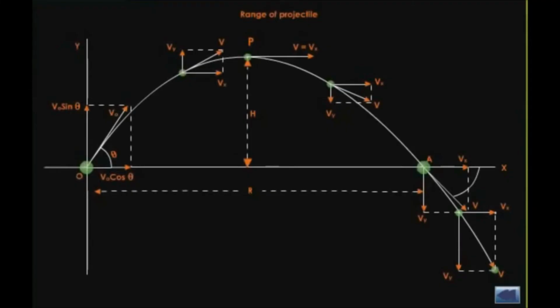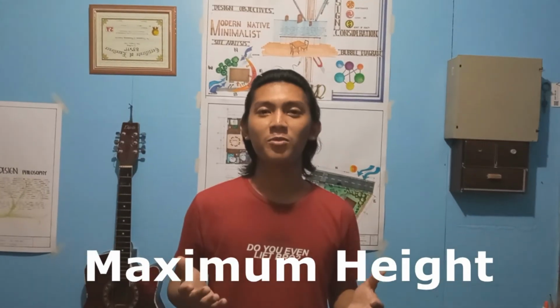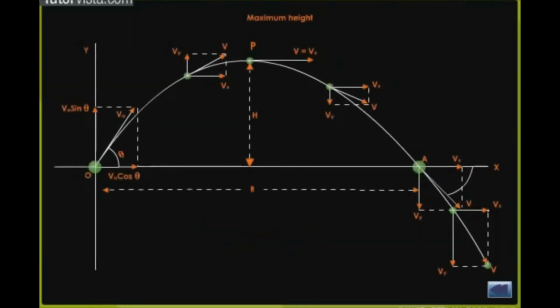Range of projectile. Range of a projectile is defined as the distance between the point of projection and the point where the trajectory cuts any plane. R is equal to v sub 0 squared sin 2 theta divided by g. Maximum height. Maximum height is the maximum value of the vertical distance attained by a projectile above the horizontal plane of the point of projection. In the figure, P is the point of maximum height. H is equal to v sub 0 squared sine squared theta divided by 2g.